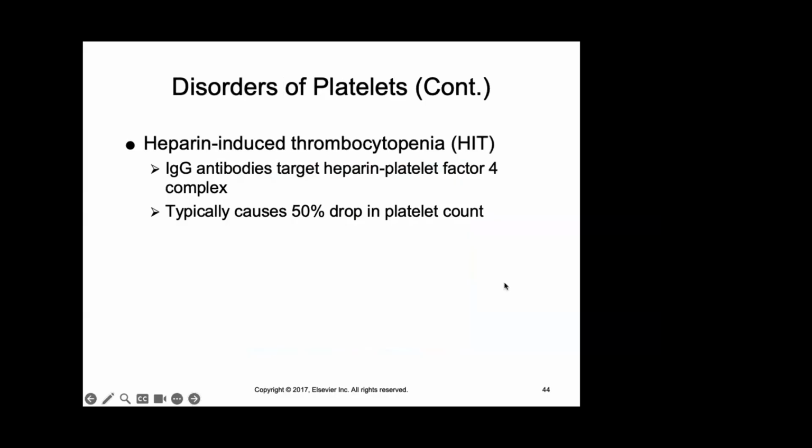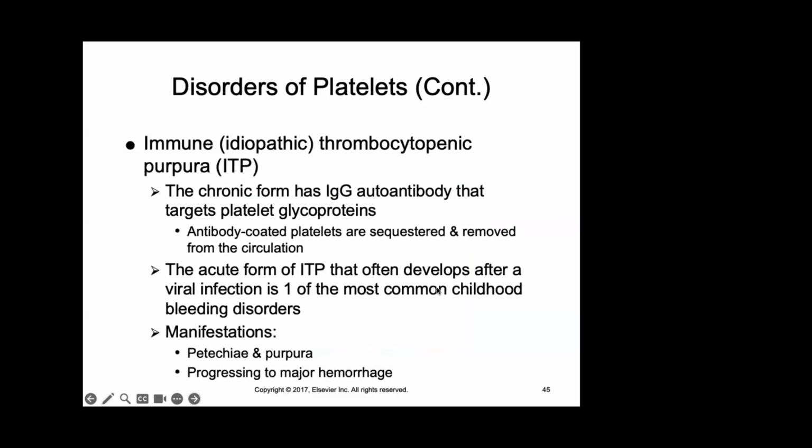Heparin-induced thrombocytopenia. IgG antibodies target the heparin-platelet factor 4 complex. It typically causes a 50% drop in platelet count. Idiopathic thrombocytopenic purpura is a chronic form that has IgG autoantibodies that target platelet glycoproteins.